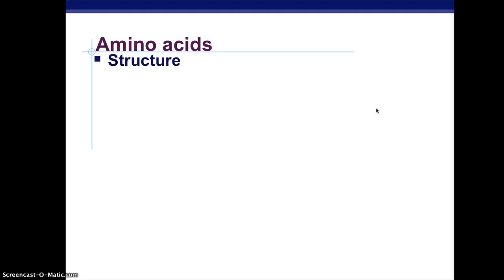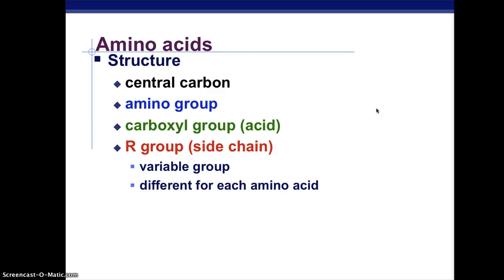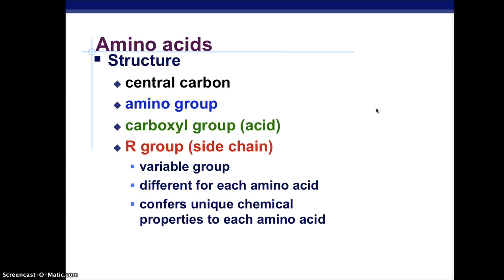Amino acids. The structure of amino acids is that they have in common, all amino acids have a central carbon, an amino group, a carboxyl group, and then what's different about each amino acid is the R group, also known as a side chain. And this is the variable group. Just like we use X in an algebra equation, we use R to represent variable groups on a molecule. And so these R groups are different for each amino acid, and it's what gives the identity to each of the 20 amino acids.